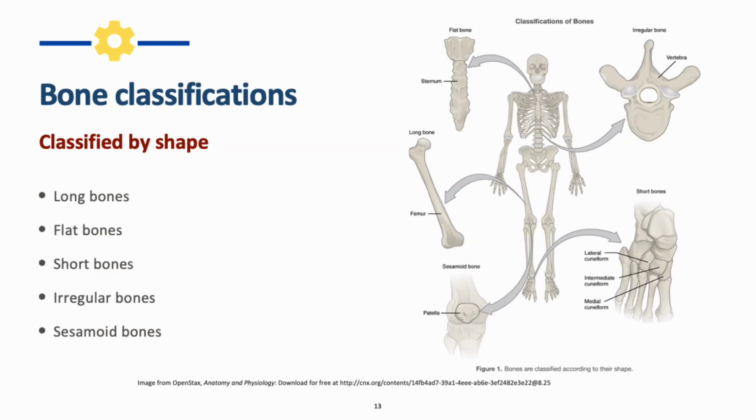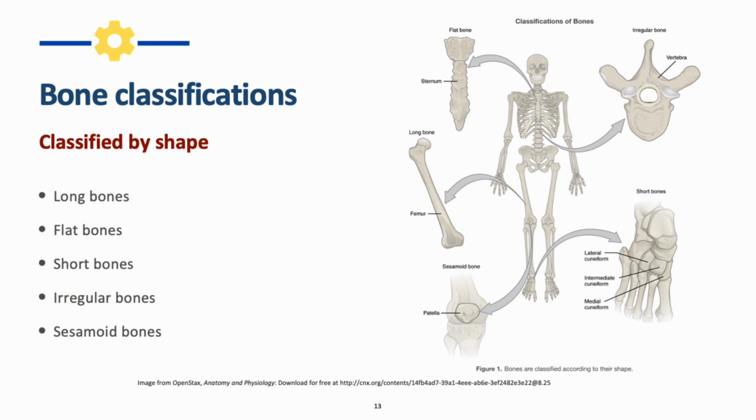Now, we can look at the bones and classify them in a number of ways. One way that bones are classified often is by shapes. We won't talk about this a lot in this class aside from this presentation, but bones come in a variety of different shapes, and that's how they can be classified. Long bones would include the femur and the humerus. Flat bones could include the scapula and the sternum.